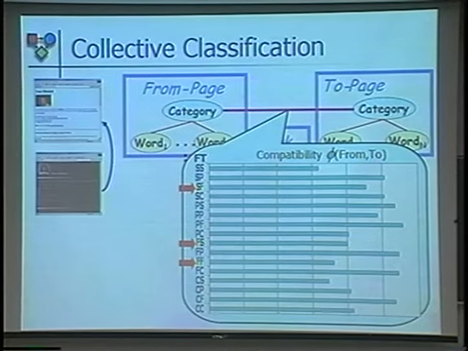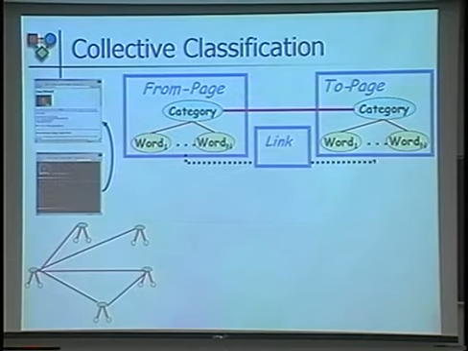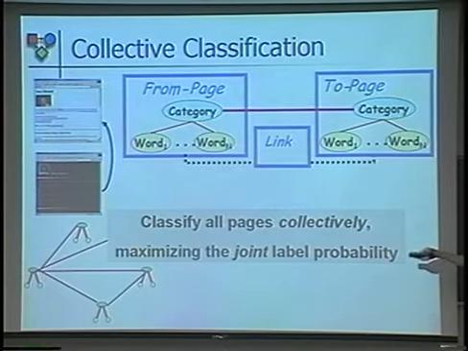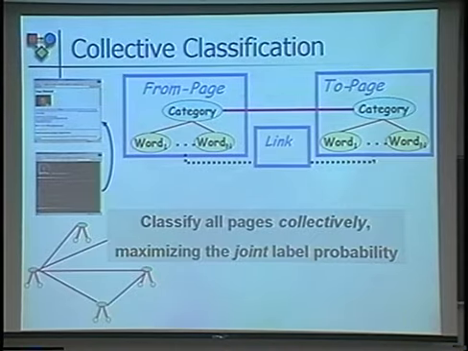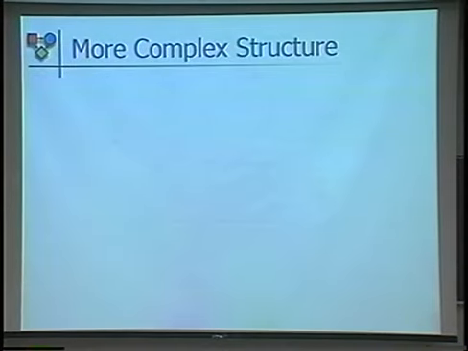So you actually learn these correlations between the categories of linked pages, and by putting all of these different things together and classifying all of the pages collectively, remember, we don't know the class for any one of these web pages, but we're trying to classify them as an ensemble. We end up with a significant reduction in the error rate, going down from 18 to about 13. You can do more interesting things.